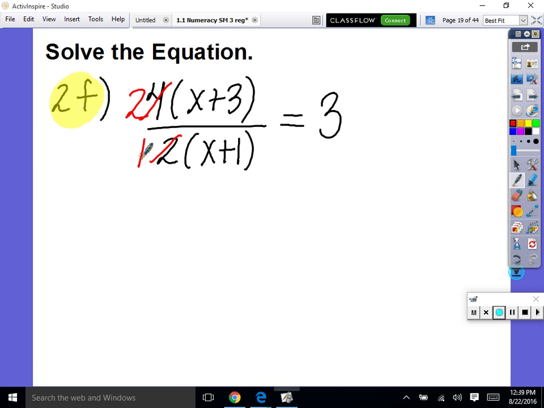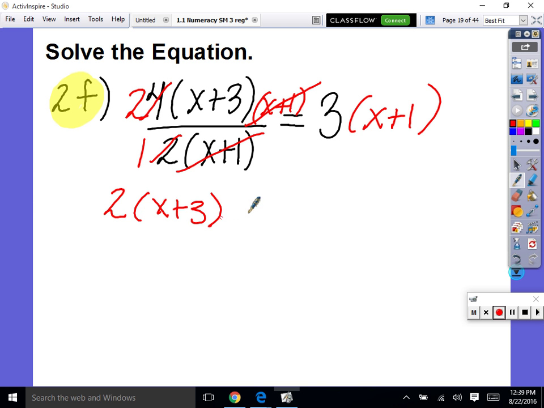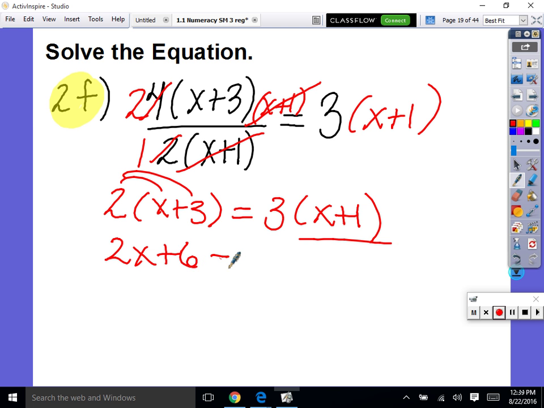Okay. And now I don't want to deal with fractions, so I'm going to cross multiply. I'm going to technically multiply both sides by (x plus 1). I always put, when you have two terms, put it in parentheses. Now look, x plus 1 over x plus 1 divides out. We're not dealing with fractions anymore. So we have 2 times (x plus 3) on the left. And on the right, we have 3 times (x plus 1). Do not forget parentheses when multiplying something. Let's distribute. So we have 2x plus 6 is equal to 3x plus 3.